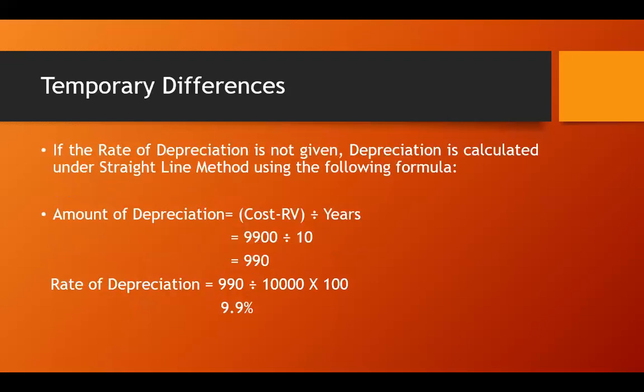If the rate of depreciation is not given, depreciation is calculated under the straight line method using the following formula. Amount of depreciation is equal to cost minus residual value divided by number of years of life. Here 10,000 is the cost of the asset, and the residual value is 100 rupees. 9,900 divided by 10 years is equal to 990. Rate of depreciation is 990 divided by 10,000 into 100, which is equal to 9.9%. Most of the time, we give the rate of depreciation. Sometimes we don't give the rate of depreciation. In that case, we have to use the formula to find the depreciation amount and also the rate of depreciation. This is under the straight line method.